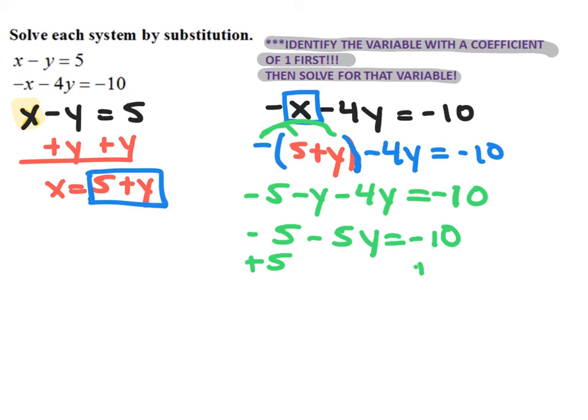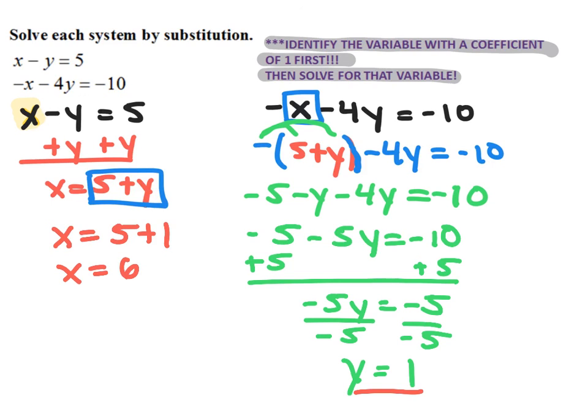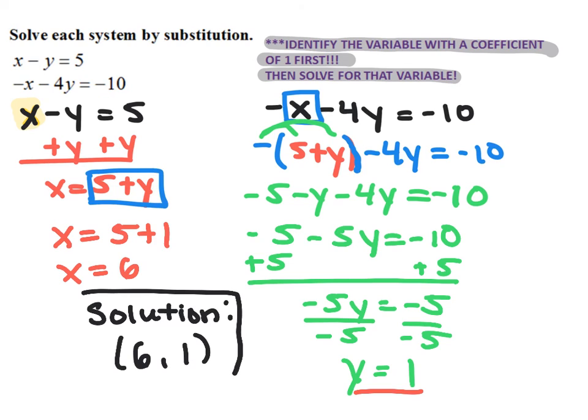Add 5 to both sides to get negative 5y equals negative 5, and divide both sides by negative 5 to get y equals 1. Now you can take this value of y and plug it in for x. So x equals 5 plus 1, so x is equal to 6. So the solution to the system is 6 comma 1.